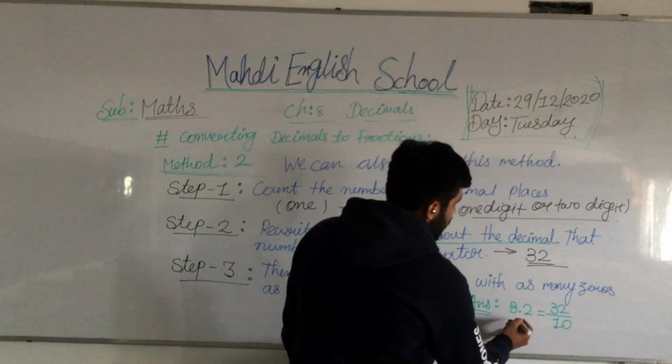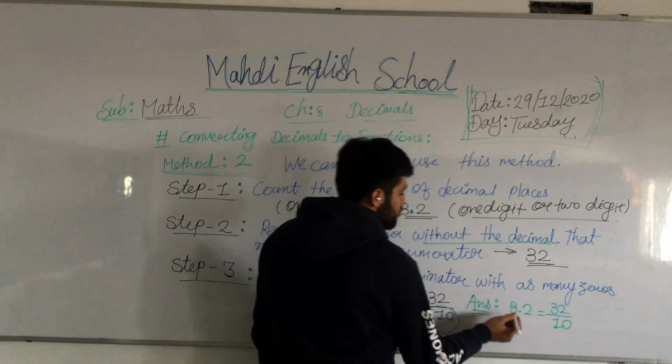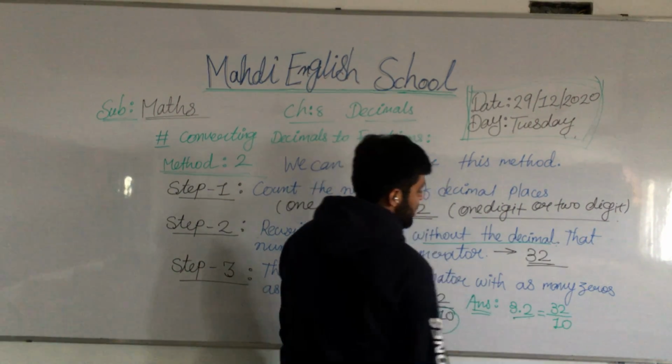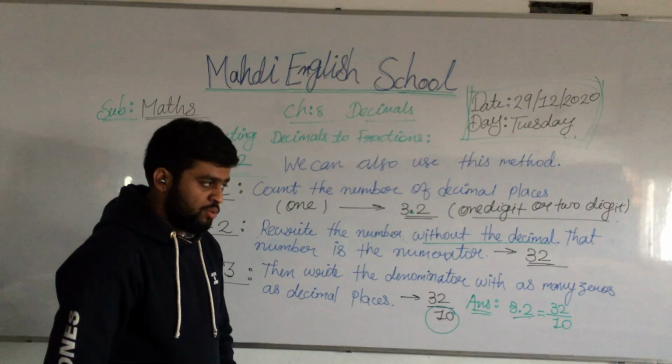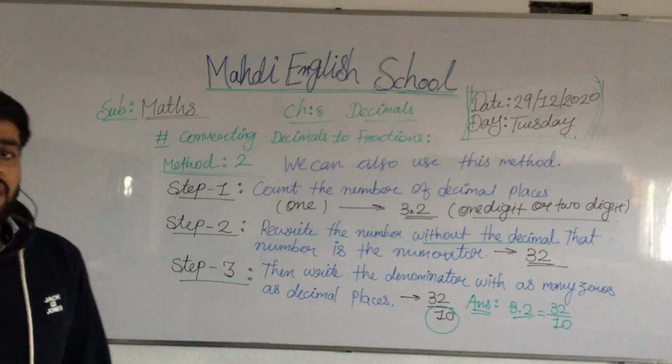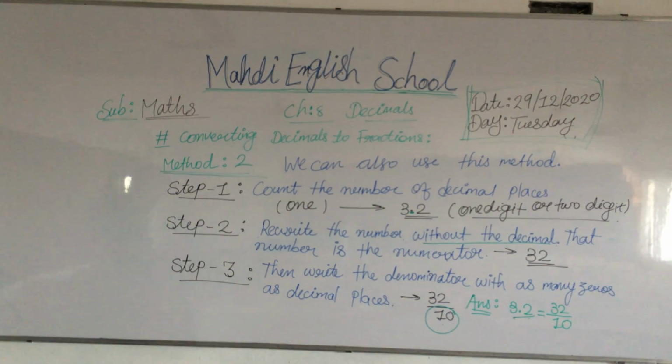What is the question first? Convert decimal to fraction. So 3.2 is converted to 32 upon 10. Understood? Note down quickly and then we will move on to the next example. Note down all these steps in your book quickly, and then we will move on to the next example, my dear students. Okay? I hope you all understood.